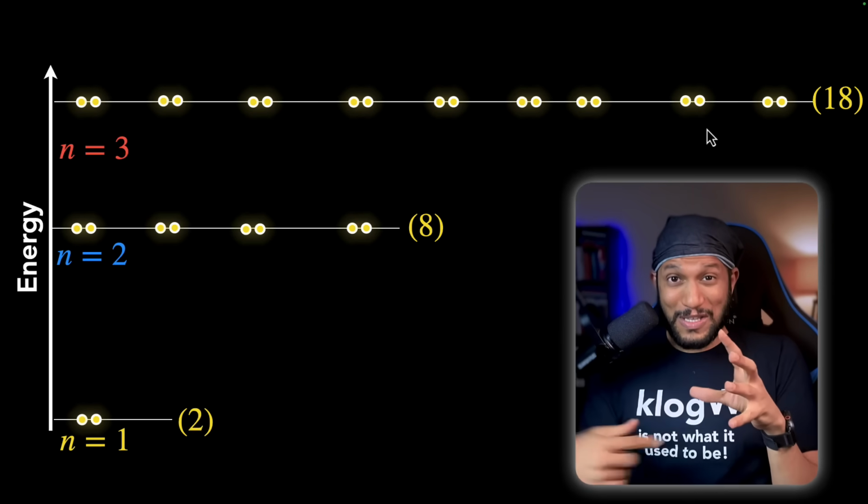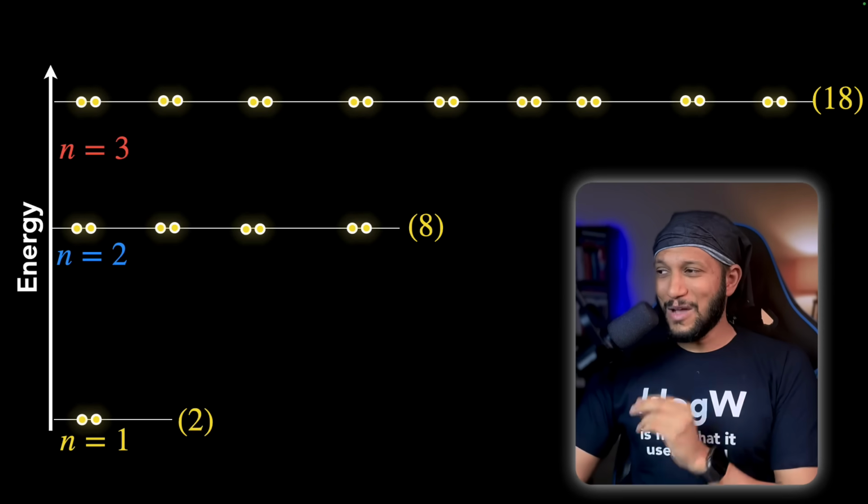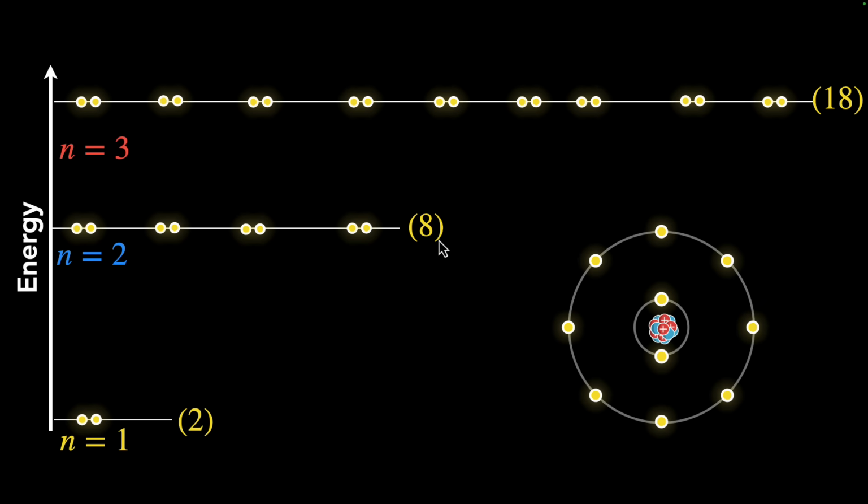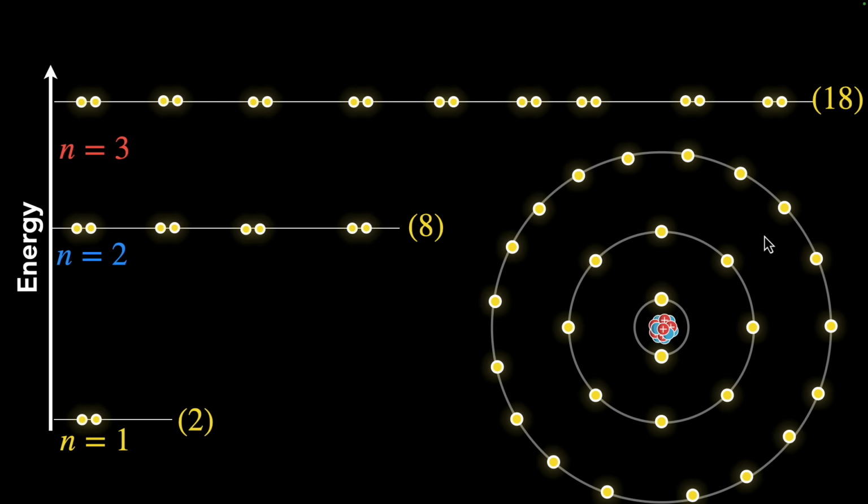And now let's use this to upgrade our planetary model. So we can now say in our planetary model, the first shell can accommodate 2 electrons. The next shell can accommodate 8 electrons. The shell after that can accommodate 18 electrons, and so on and so forth. All right, so now that we have an upgraded planetary model, let's see if we can use that to think about ionization energies and electron affinities.